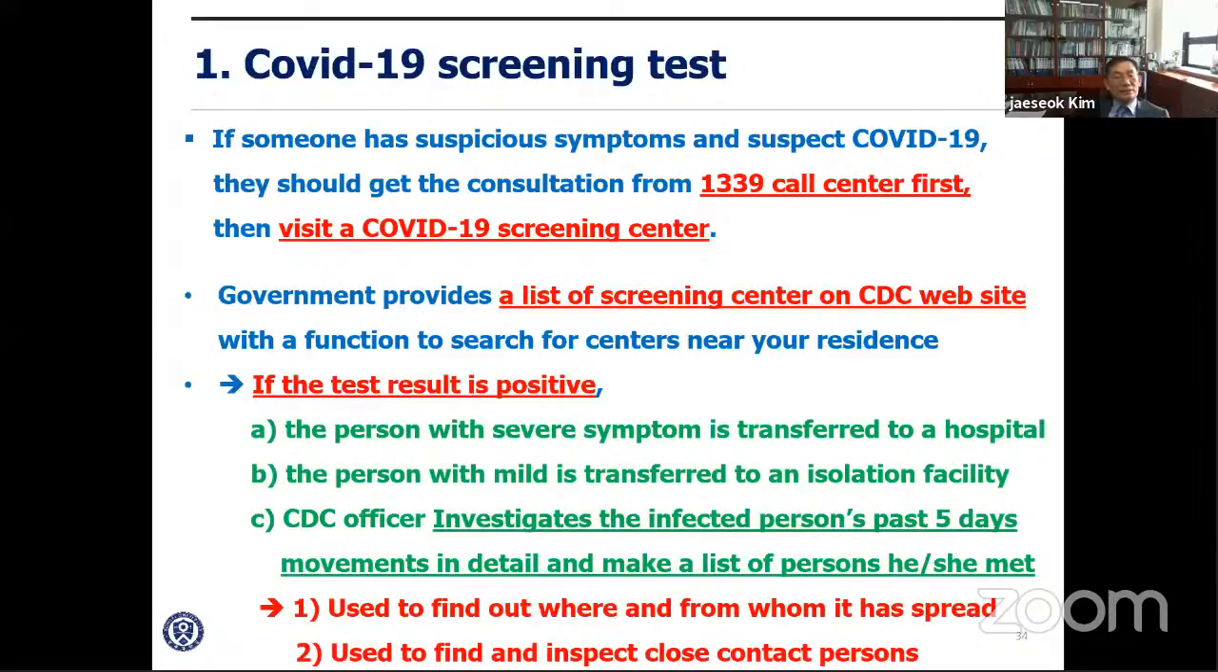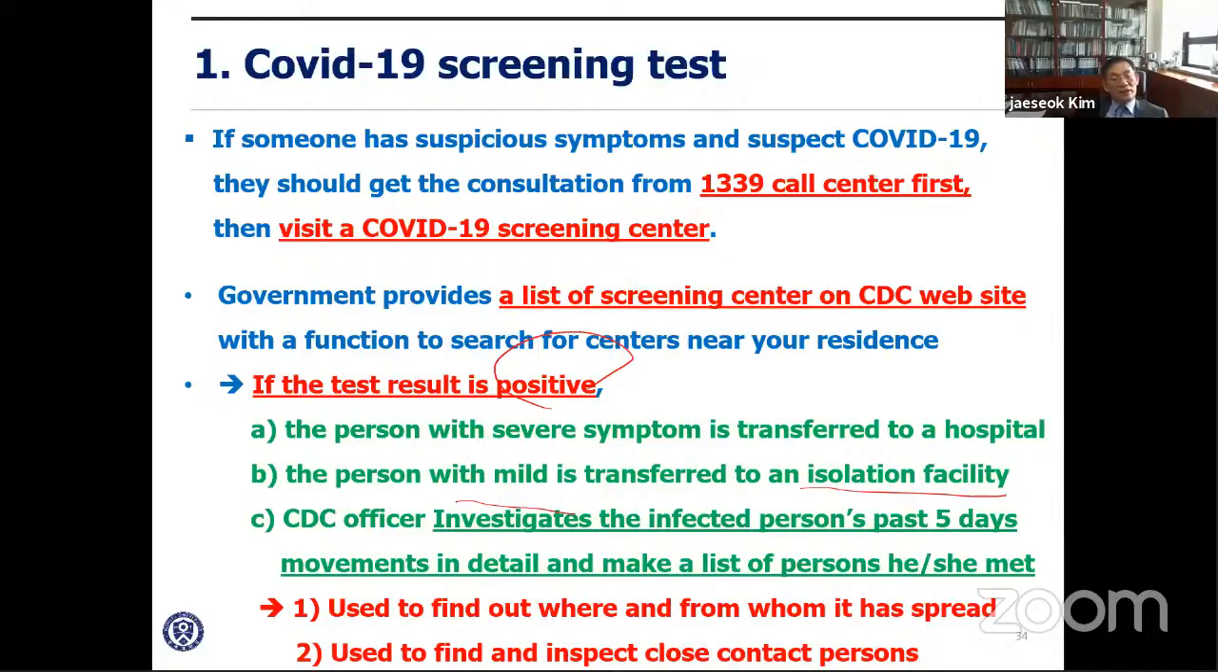If someone has suspicious symptoms and suspects COVID, they should get a consultation from the 1339 call center first, then visit a screening center. The government provides a list of screening centers on the CDC website. If the test result is positive, a person with severe symptoms is transferred to the hospital. A person with mild symptoms is transferred to an isolation facility.